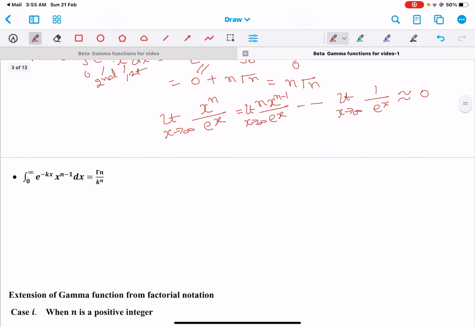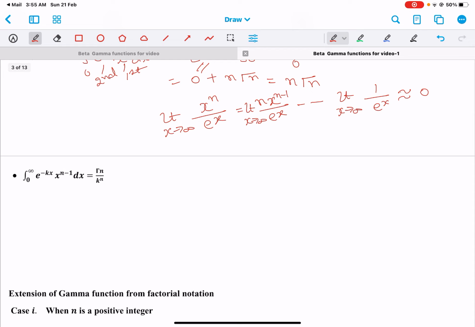Now another important result: the integral of e to the power minus kx, x to the power n minus 1 dx is given by gamma n upon k to the power n. This is also a very important result. I'll be using this result when I'll be relating the beta function to the gamma function. So let's see the proof here.